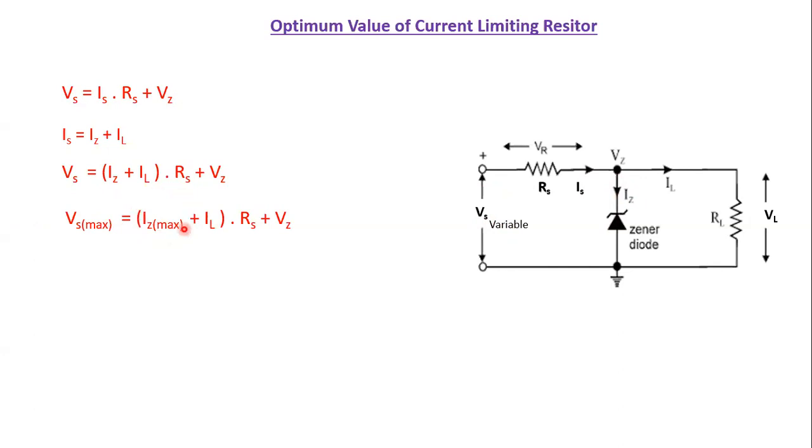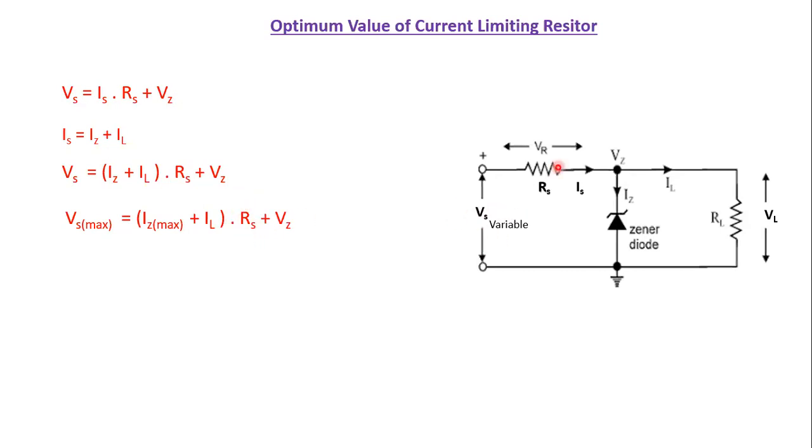But one thing you have to keep in mind is that for a zener, there is a maximum limit for Iz, that is Iz maximum. The current cannot increase above this Iz maximum because the zener diode will get destroyed. So what happens is that you can use this Rs in such a way.